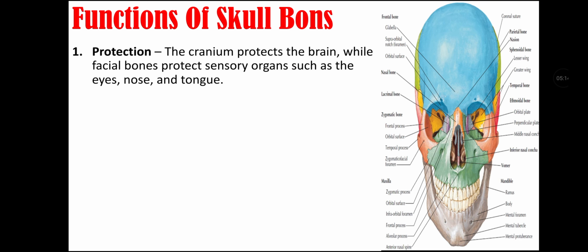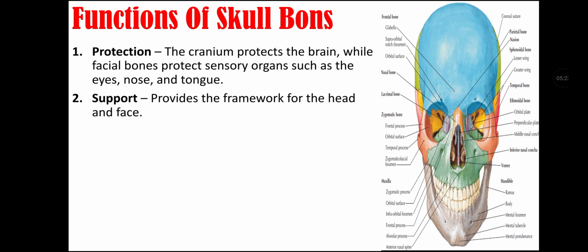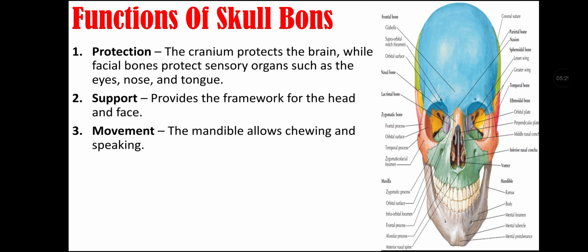Functions of skull bone. First function is protection, as the cranium protects the brain while the facial bone protects sensory organs such as the eyes, nose, and tongue. Second function is support, as the skull bones provide the framework for the head and face. Next function is movement, as the mandible allows chewing and speaking.